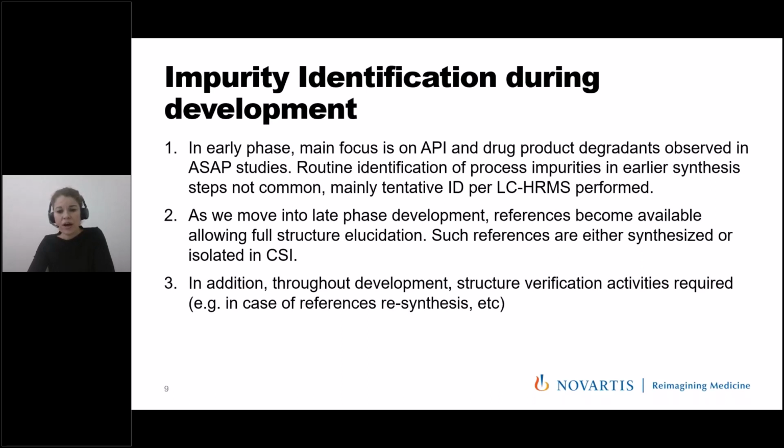Normally, these references are obtained through isolation in batches or samples where the impurity is present, and this is done then in the CSI. And in some cases, if the structure is also easy to synthesize, we have it synthesized by the project team or at an external CRO, and then we perform the elucidation of that reference.